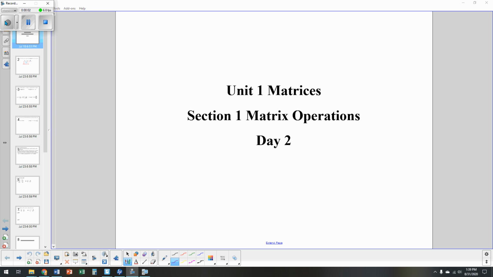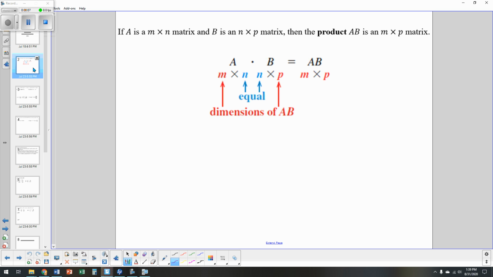This lesson is for Unit 1, Matrix Operations, and this is Day 2 of Section 1. So today we're going to talk about matrix multiplication.